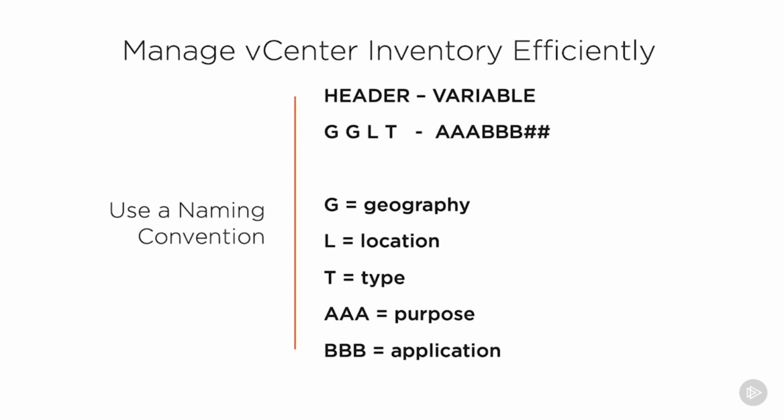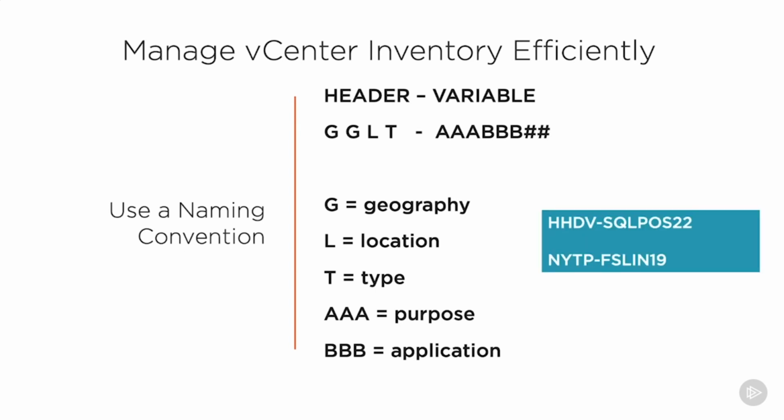network devices. Some examples could be HH for Hilton Head, D for data center, V for virtual, and then SQL point of sale number 22. That would be the Hilton Head data center virtual machine running SQL for the point of sale system, the 22nd instance of that virtual machine. Another example could be NYTP-FS LIN 19, which would stand for New York Testing Physical Host File Server Running Linux number 19.